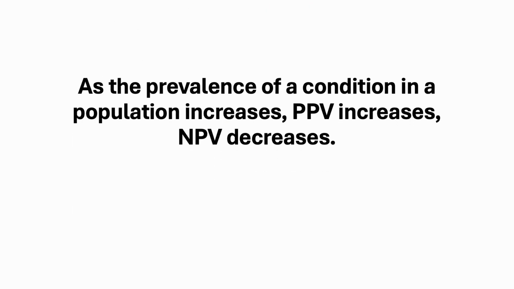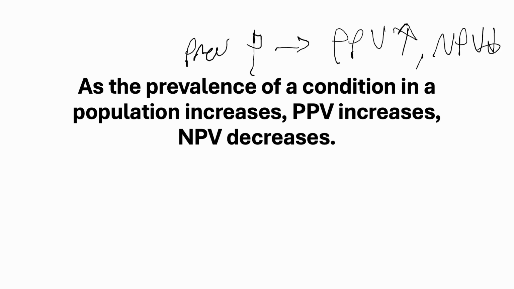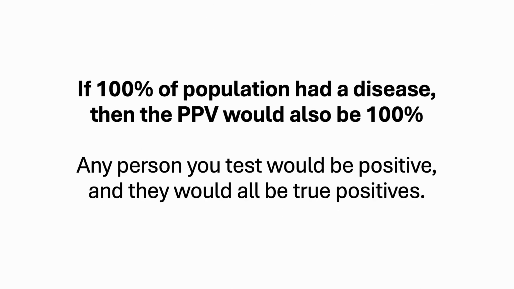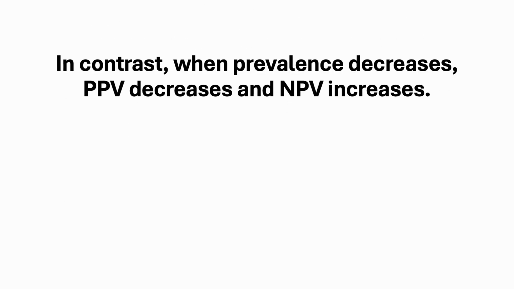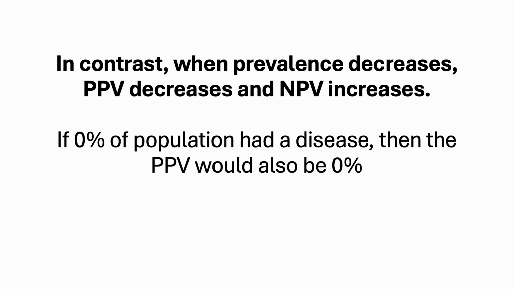Now, as prevalence of a condition in a population increases, then positive predictive value increases, negative predictive value decreases. So let's think about the extremes here. If 100% of a population had a disease, then any person who tested would also be positive. So positive predictive value would be 100%. In contrast, if nobody had the disease in the population, anybody you tested would test negative. So the positive predictive value would be 0, and the negative predictive value would be 100%.